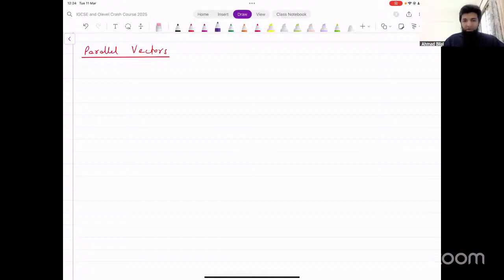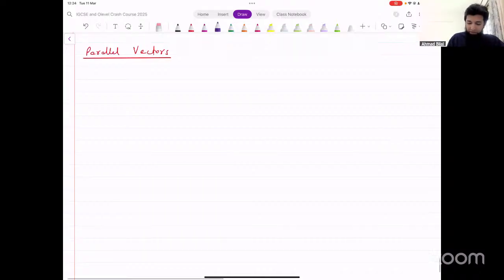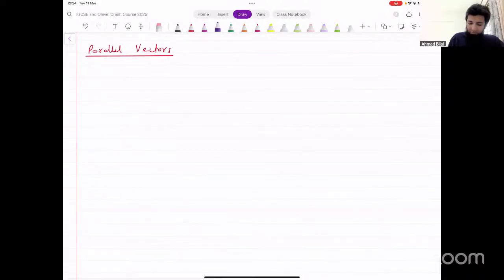Okay, parallel vectors. What are parallel vectors? Let's say I have two vectors. One vector is AB, and it has these components -4 and 7. And there's another vector BC, and that is -12 and 21.